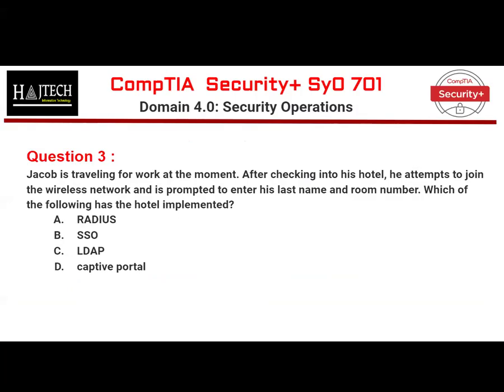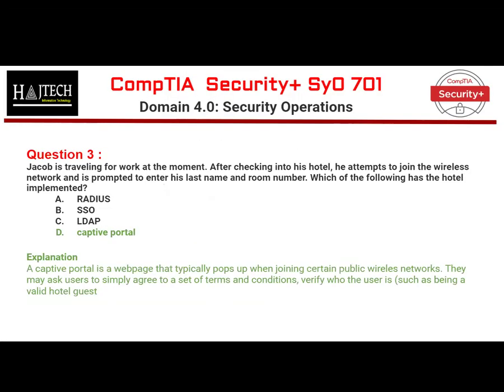Question 3. Jacob is traveling for work at the moment. After checking into his hotel, he attempts to join the wireless network and is prompted to enter his last name and room number. Which of the following has the hotel implemented? A. Radius. B. SSO. C. LDAP. D. Captive portal. D. Correct answer. Captive portal.